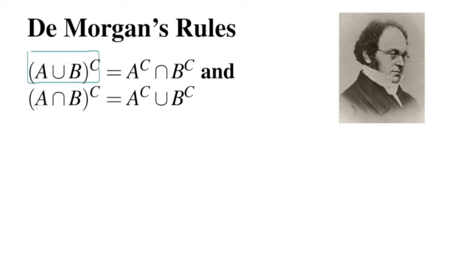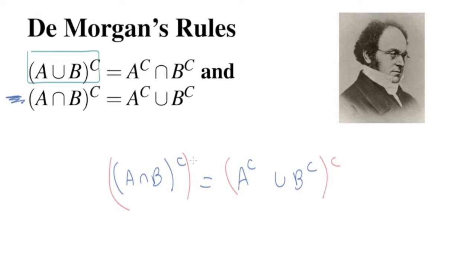So let's think about the significance of these two rules. Let's look at this one, for example. The complement of the intersection of A and B is the same set as the union of the complement of A and the complement of B. So what if we were to take the complement of both sides of this equation? Let's take the complement of this side and the complement of this side.